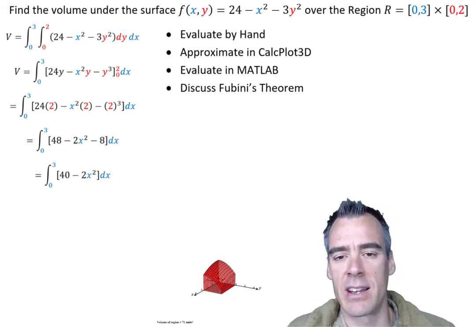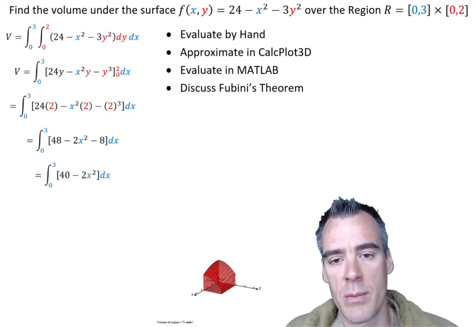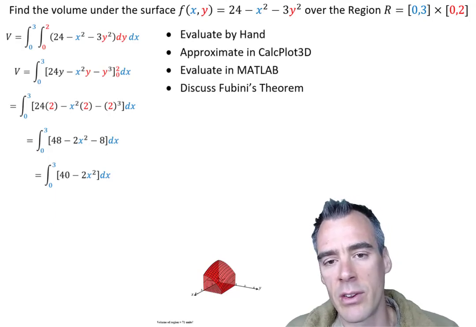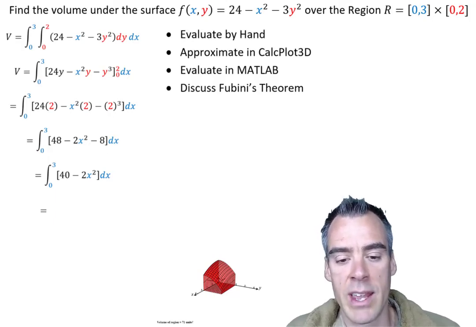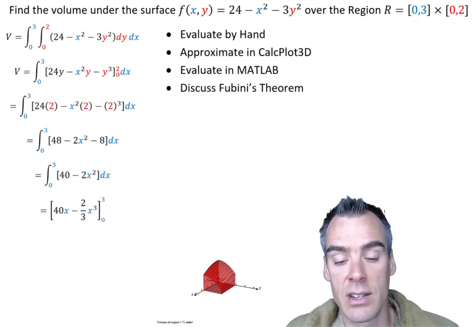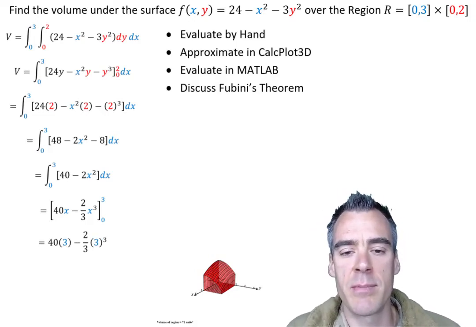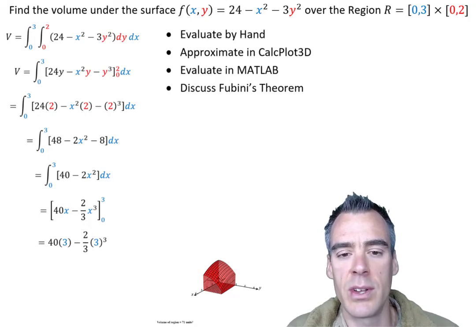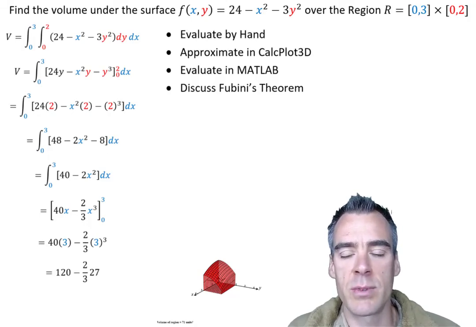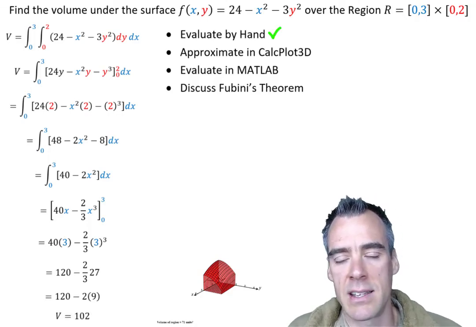And now we've really just got a Calc 2 problem, because we've got an integral of this function with respect to x, for x from 0 to 3. So we go through our basic integration process here, fundamental theorem of calculus part 2, and we get that the antiderivative of our function is 40x minus 2/3 x cubed, evaluated at 3 and 0. Plugging everything in, we get 40 times 3 minus 2/3 times 3 cubed. Evaluating those operations, we arrive at our final answer of a volume of 102. And that's it. We did it.